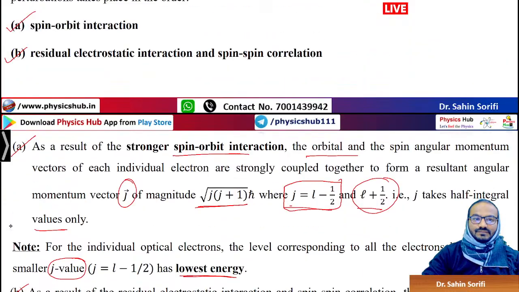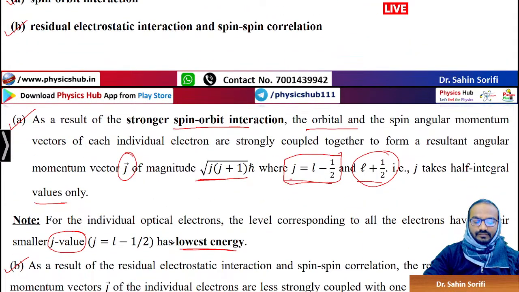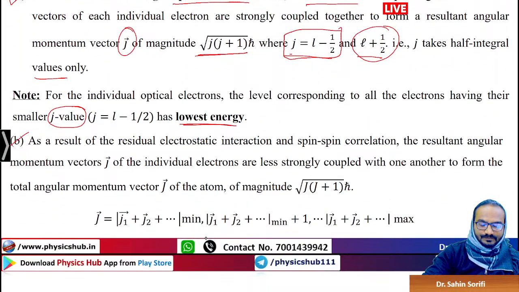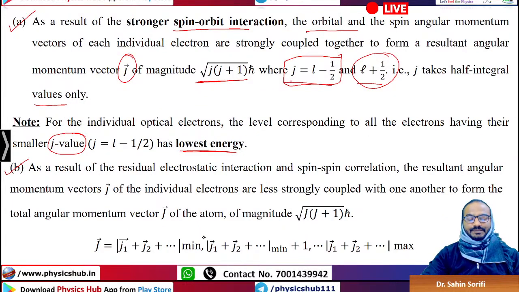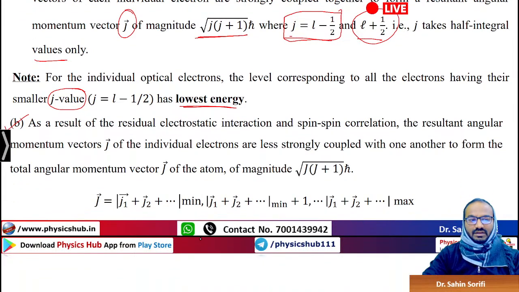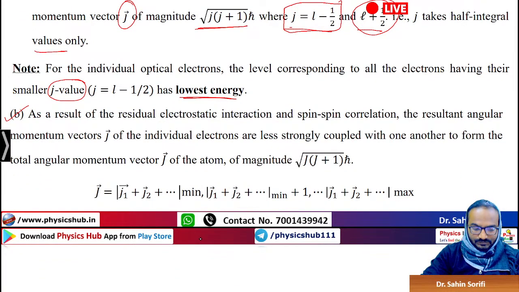Second, wait a moment. Okay, look, don't worry too much about the theory. We'll take an example and you'll understand JJ coupling very well. Sound is too much.